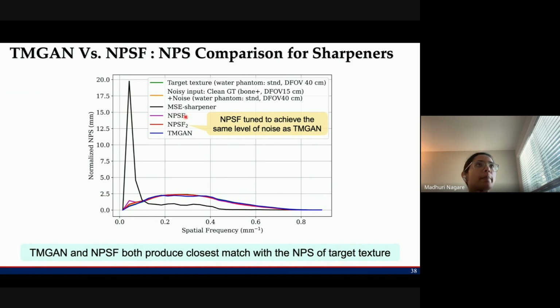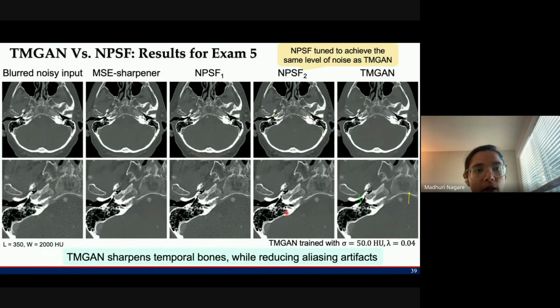The core of the NPSF gives the same noise as the input in the output, and it only sharpens the features. So it is also a texture preserving method, but it uses a convolutional neural network, not GANs. And the blue line is the TMGAN method. We see that all of these NPSF methods have the same noise power spectrum, so they perform similarly in terms of texture and noise power spectrum. Let's see the actual images.